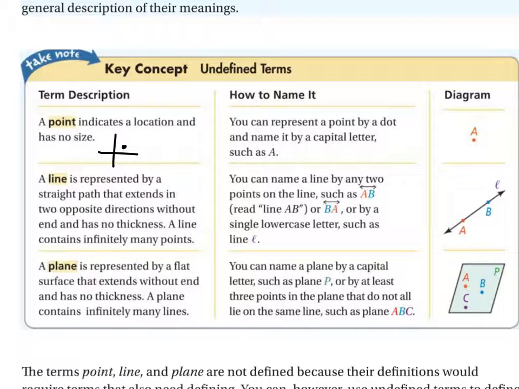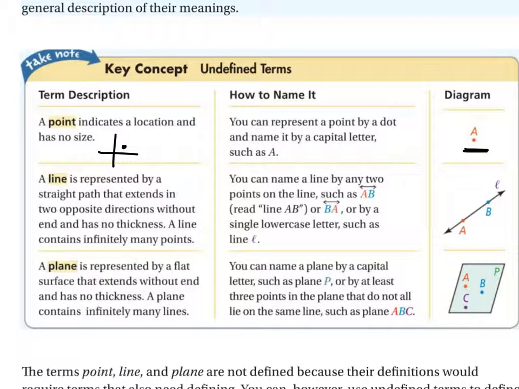And we're going to label that dot with a capital letter. That is an important thing you need to know about the items we have here, okay? Points are always labeled with capital letters. So, for example, we could call this point A. You can see the point there, and we have a capital letter A written next to it.